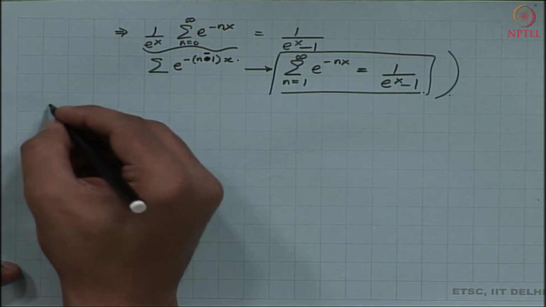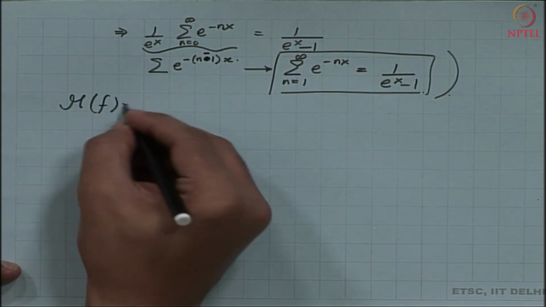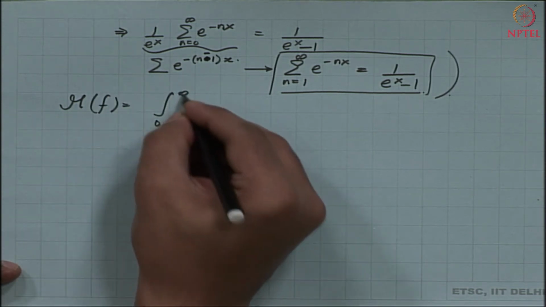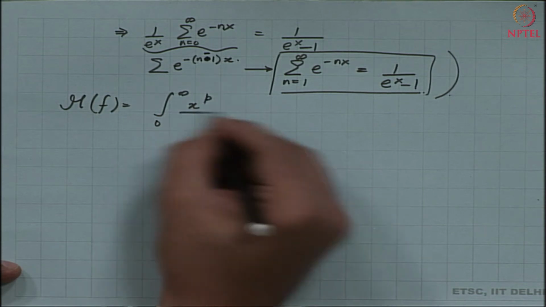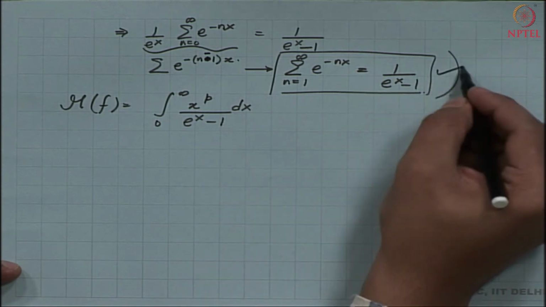So, again coming back, the Mellin transform of f is integral 0 to infinity x to the power p divided by e to the power x minus 1 dx. Now, I am going to use this series.